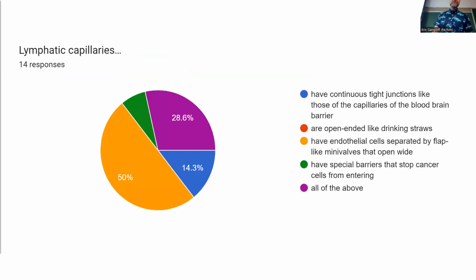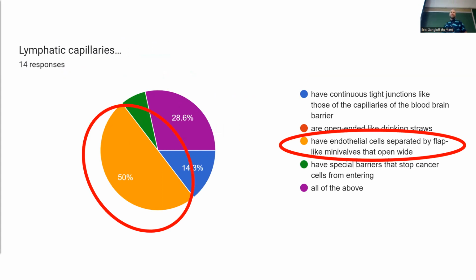All right, let's do it. So Wednesday, on your way out, I asked you this question. I said lymphatic capillaries... About half of you got the right answer here, which is that they have endothelial cells that are separated by flap-like mini valves that open wide. And that's the correct answer here.